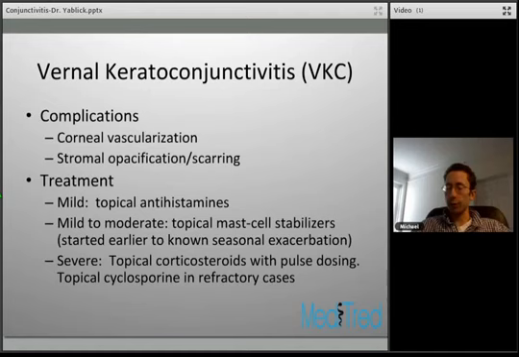But remember, these patients are young, and steroids can cause problems such as cataract and high intraocular pressure. So it's wise just to give them a pulse dose where you treat them very frequently for several days and then quickly back off. And this may be enough to control their symptoms, and then you can maintain them on milder medications like your antihistamines or mast cell stabilizers. If you have a case that's refractory to topical corticosteroids, then topical cyclosporine actually may be necessary.